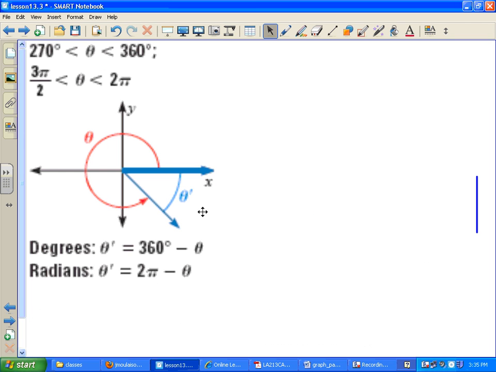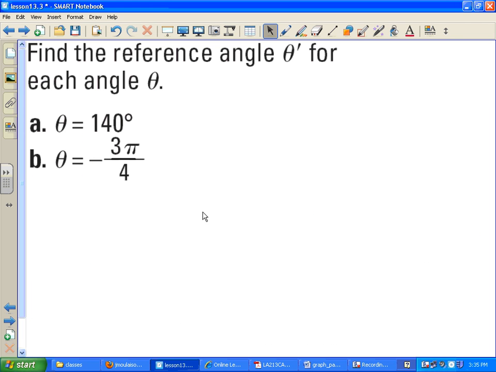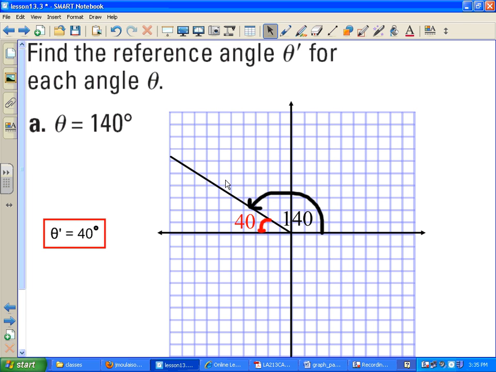However, determining reference angles is really a simple process. You begin by drawing the original angle. So starting with this angle here for 140 degrees. I'm supposed to find the reference angle theta prime for this angle theta of 140 degrees. So I begin by drawing the angle 140 degrees. So in standard position, 140 degrees would mean a terminal ray here in the second quadrant.